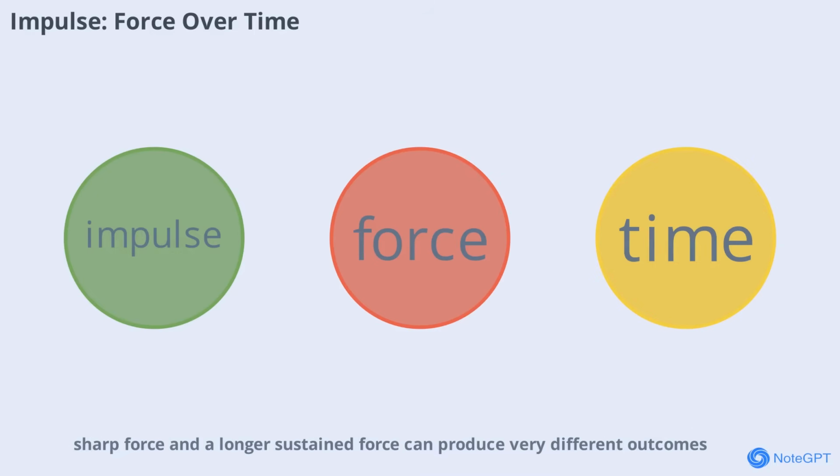For example, a quick sharp force and a longer sustained force can produce very different outcomes, even if the total impulse is the same. This concept is widely used in sports science, rehabilitation, and safety engineering to analyze and improve human movement. By mastering these kinetic concepts, pressure, volume, density, specific weight, torque, and impulse, you gain a deeper understanding of how forces shape our world and our bodies.